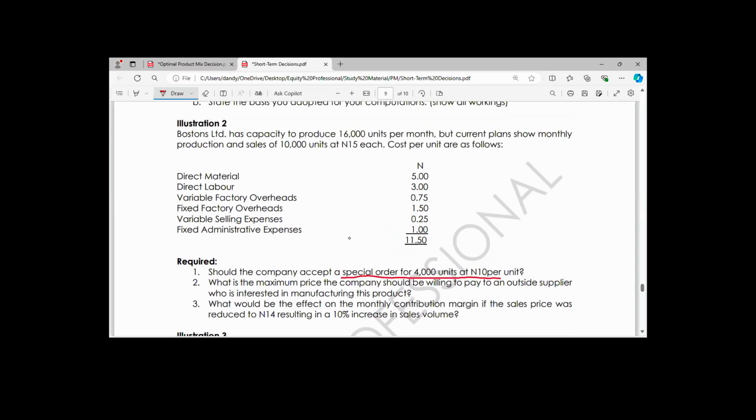Appreciate. So this is another scenario in relation to special order. From the requirement, you can see from requirement number 1, you are asked whether the company should accept a special order for 4,000 units at 10 naira per unit. So you can see special order. What this simply means is that you are supposed to compare. The examiner has already given you the special order and the price of 10 naira per unit for 4,000 units. That will be the sales from the special order. So you are going to compare this with the relevant cost of making the special order. At the end of the day, if the special order produces additional profit to the organization, then the order should be accepted. If not, the order should be rejected. So let me stop sharing this and move to the working notes.